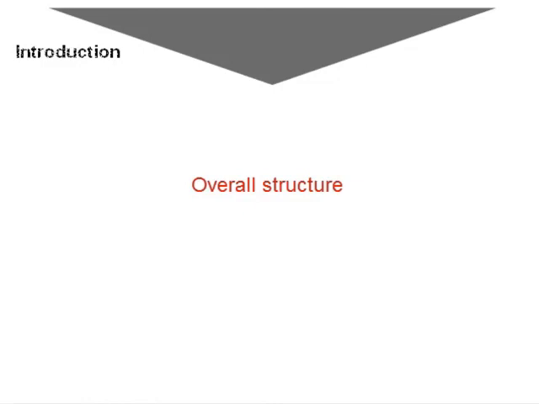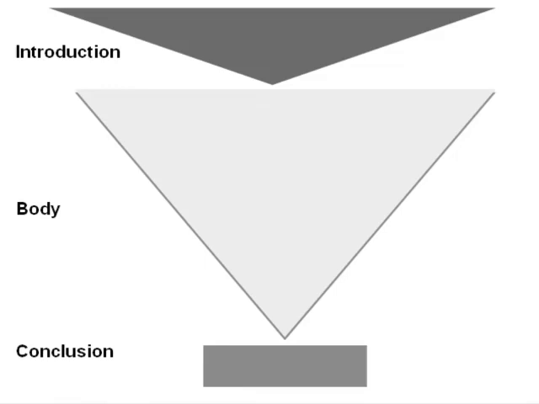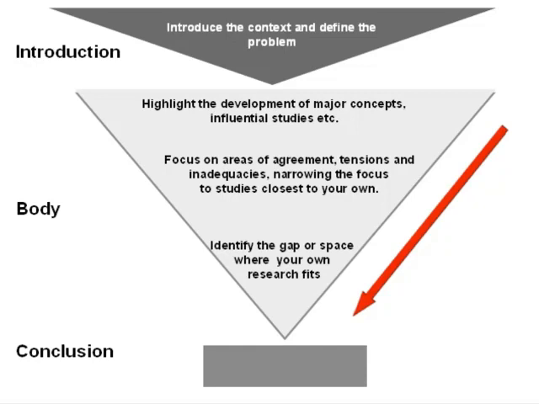As with all academic writing, there needs to be an introduction, a body, and a conclusion or summary. In general, most literature reviews begin broadly and narrow down the focus. We start by giving the context, narrowing it down to identify the gap in the literature where your study fits. This is then summarized and once again explicitly related to your research topic.